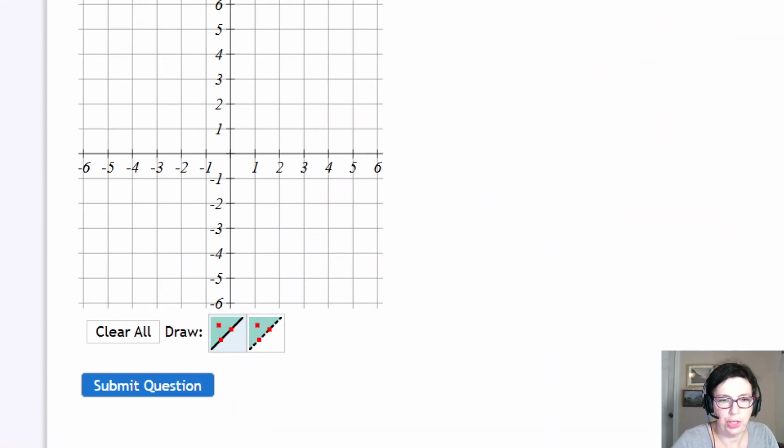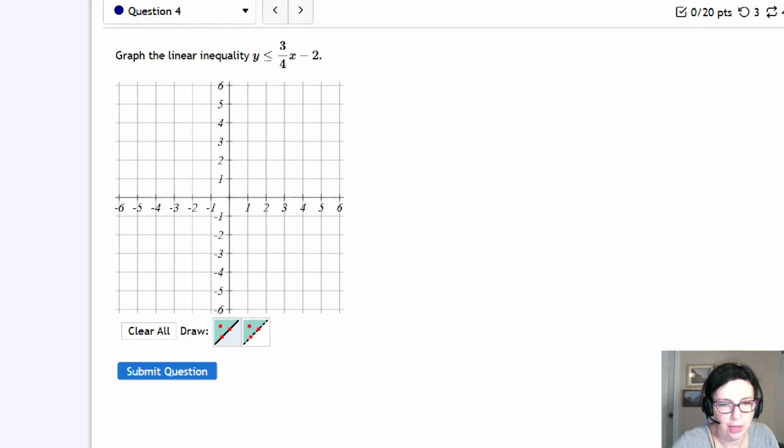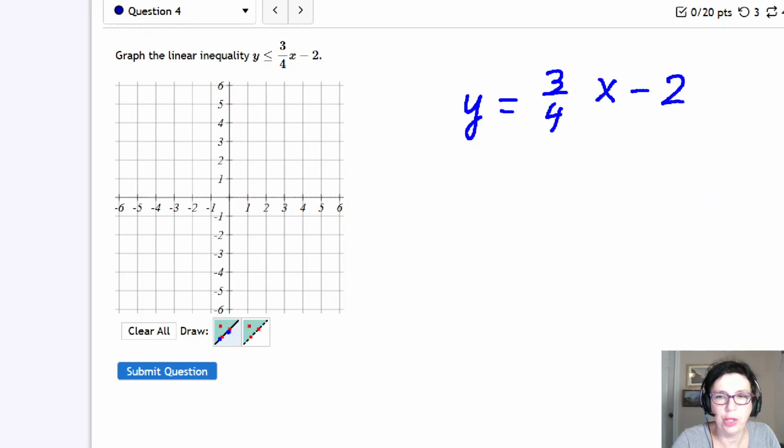So that's the first thing. You need to graph the line. So you can see that there should be 2 points, right? So let's graph the boundary. y equals 3/4 x minus 2. So how do we graph it?